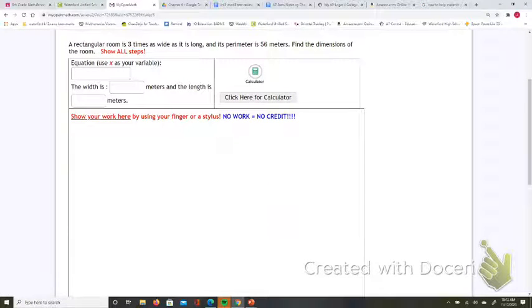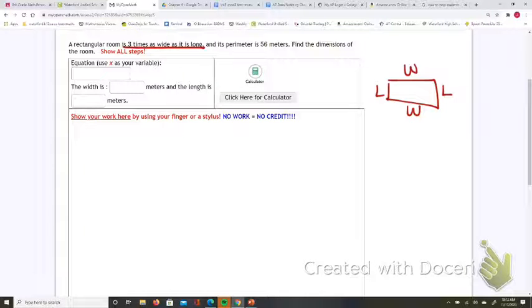Okay, number 3 is still rectangles and still perimeter, but there's one difference in this one. It says the room is 3 times as wide as it is long, okay? So this time it's wider than it is long. So when we draw our rectangle, it's wider than it is long. So the W is now on the long side, and the L, the length, is on the short side. So that's one difference in this problem.